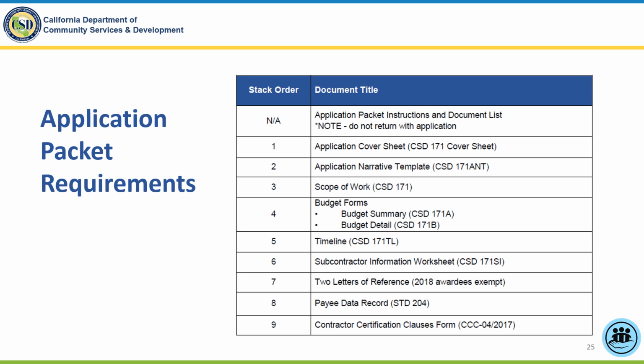The application packet requirements, shown on this slide and also on page 18 of the NOFA, serve as a checklist for applicants. Please be sure your application includes all elements listed on this form and stacked in the order shown. Your application packet must include the application cover sheet, the application narrative template, your scope of work, all budget forms, including the budget summary and the budget detail, your timeline, your subcontractor information worksheet, 2 letters of reference, the payee data record, and the contractor certification clauses form.